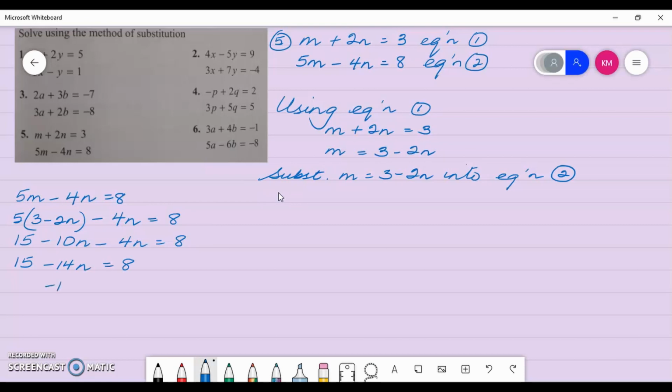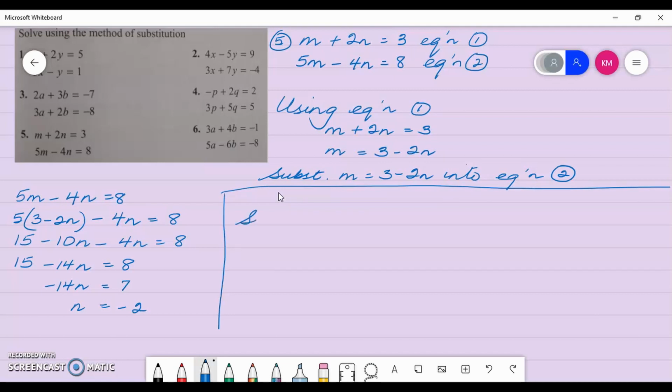I'm going to solve for n by carrying across everything else. So that's 8 take away 15, that's negative 7. So I get n is equal to negative 7 divided by negative 14, that's a half. So I've solved for n, now I need to solve for m. So I'm going to draw that line there and separate that out.